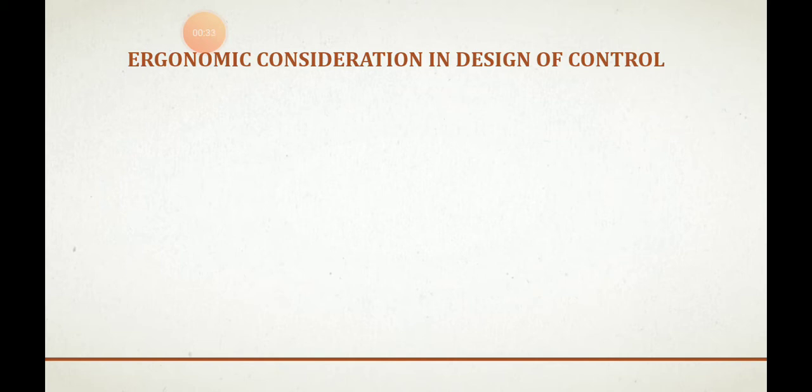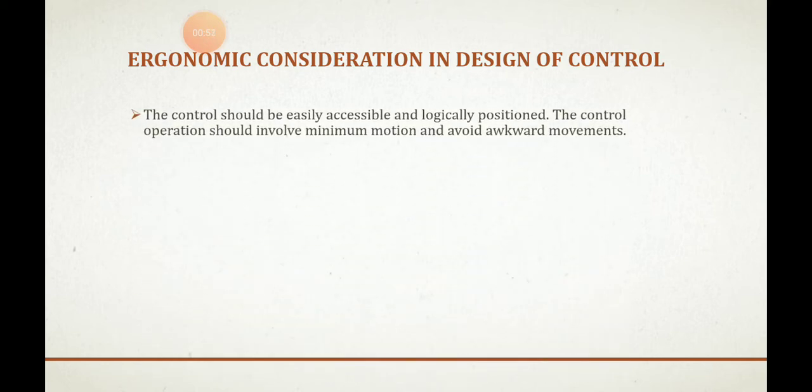Okay, so what considerations do we have to take when we go for the design of control? Now how should the control be? The control should be easily accessible and logically positioned. The control operation should involve minimum motion and avoid awkward movements. This is the first consideration we have to take for ergonomics.